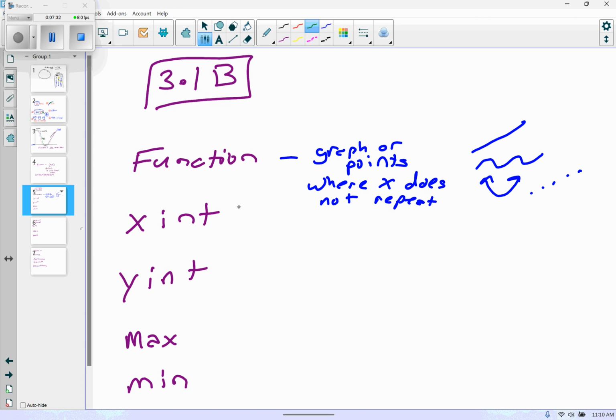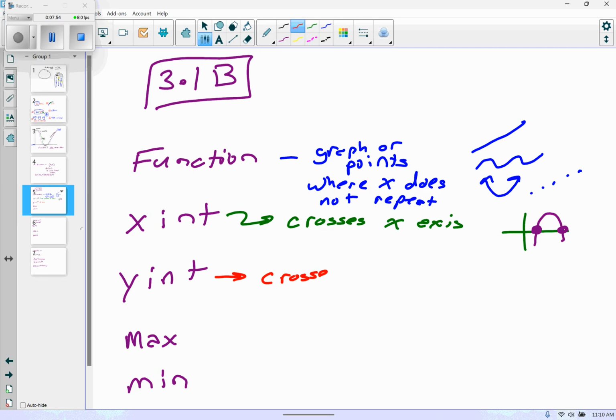The x-intercept crosses the x-axis. So if I had a graph drawn, an x-intercept, as an example, would be those 2 points there. The y-intercept crosses the y-axis. So an example of that would be, let's say I have a graph that looks like this. That's the y-intercept.